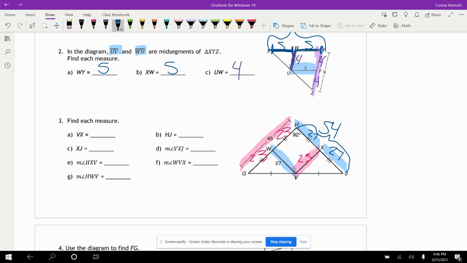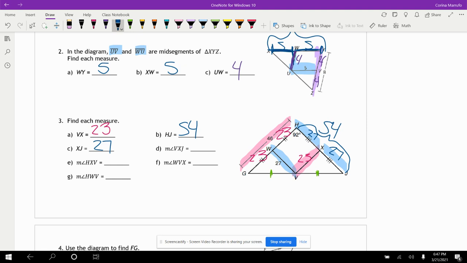Last, they do give us these little tally marks, but they don't give us very much information. I believe they're not asking us for this little section. Okay, so we're good there. Let's go ahead and fill these in. We have from V to X. So from V to X, we said was 23. Okay, and then they want us to find from H to J. So H to J, we said the whole thing was 54. And then next we have X to J, which is half of that, which was 27.